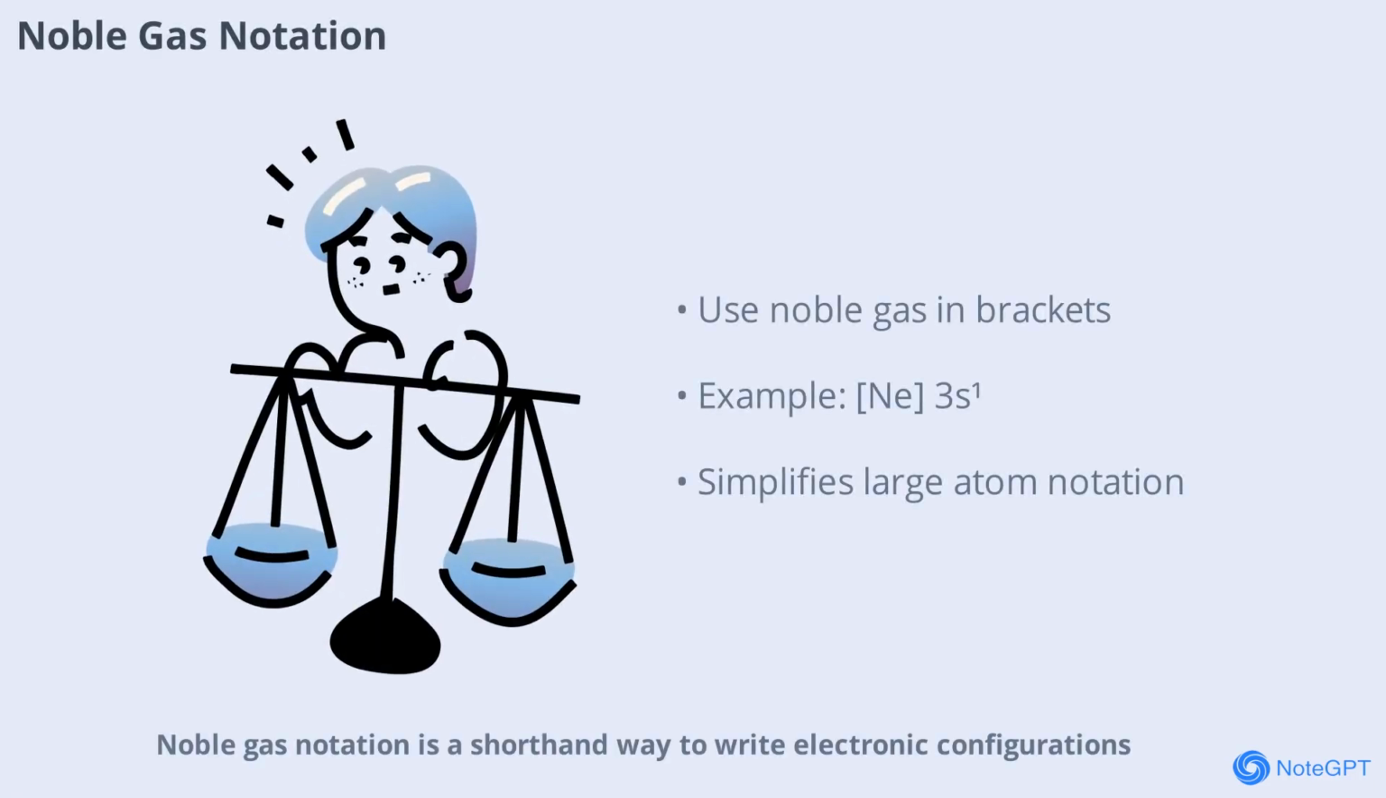Noble gas notation is a shorthand way to write electronic configurations. Instead of listing all the filled orbitals, we use the symbol of the nearest noble gas in brackets, followed by the remaining configuration. For example, sodium's configuration is [Ne] 3s¹. This method simplifies configurations for larger atoms.